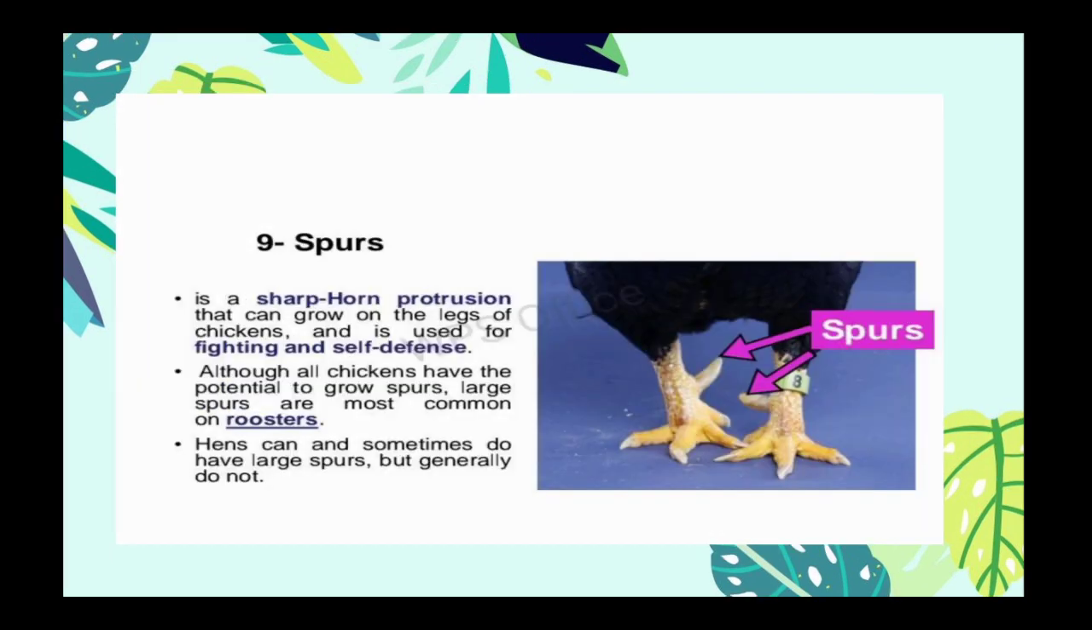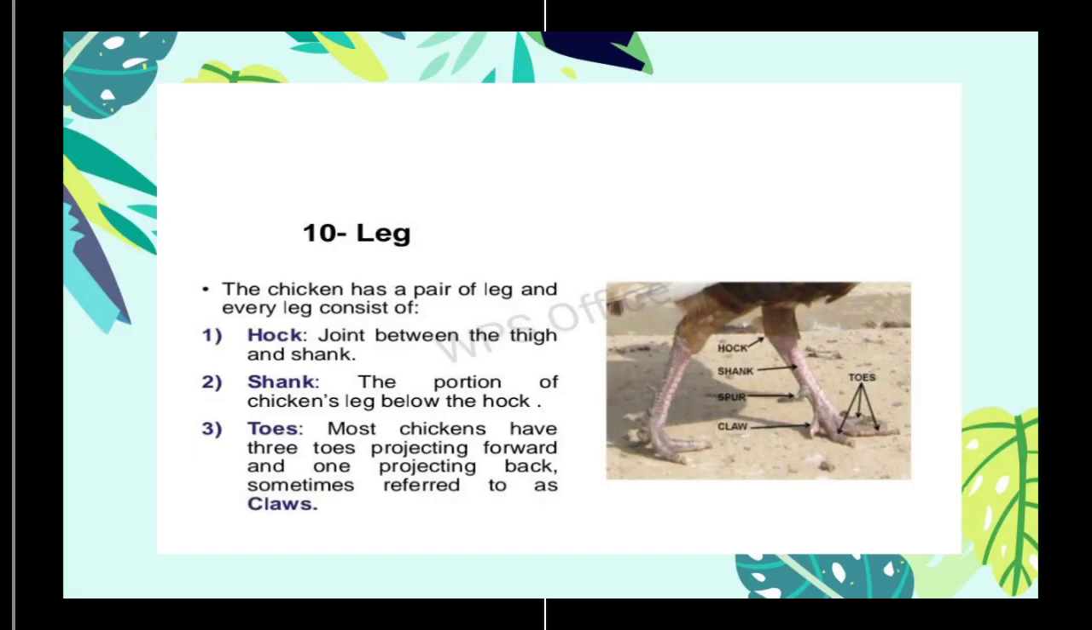Spurs. Spurs is a sharp horn protrusion that can grow on the legs of chicken and is used for fighting and self-defense. Otot. All chickens have potential to grow spurs. Large spurs are most common on roosters. Hens can and sometimes do have large spurs, but generally do not.